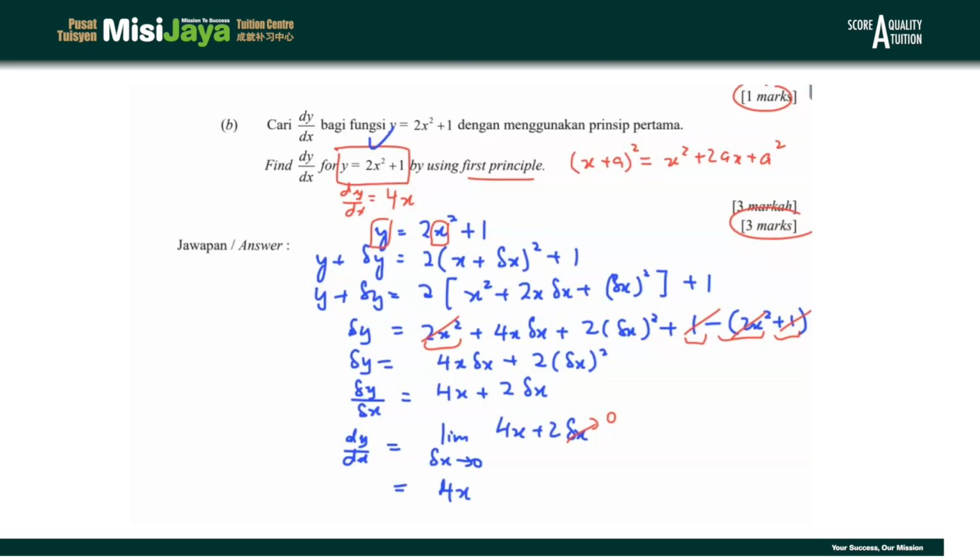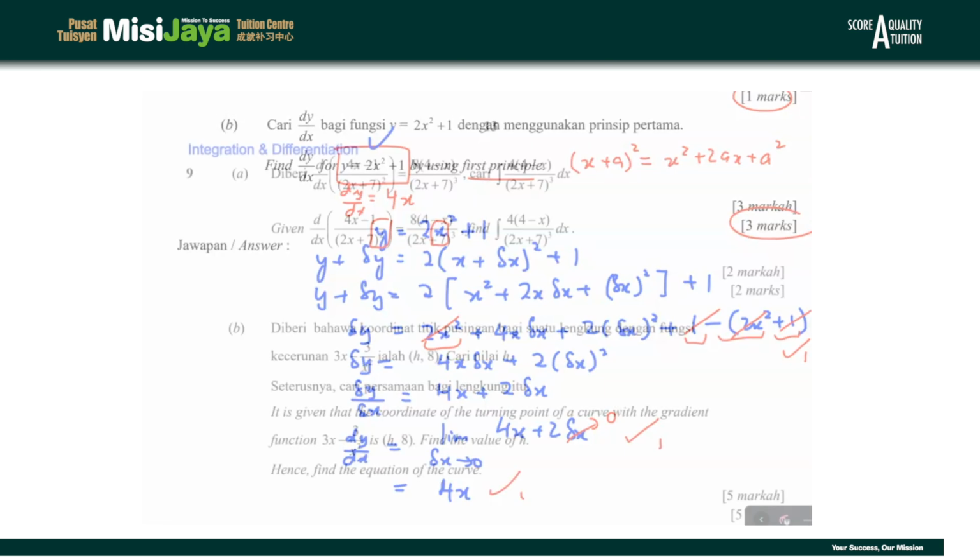So where do we get the 3 marks? The 3 marks is here, this step, 1 mark, and then the limit here 1 mark, and final answer 1 mark. So we get 3 marks for this question.